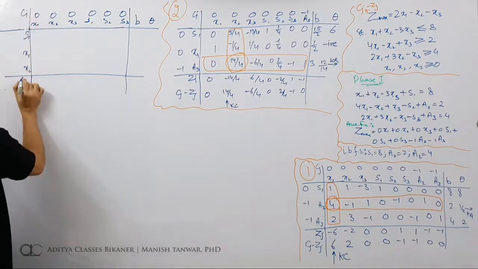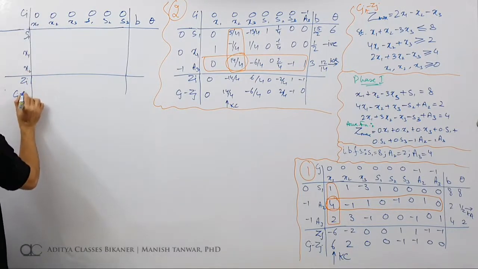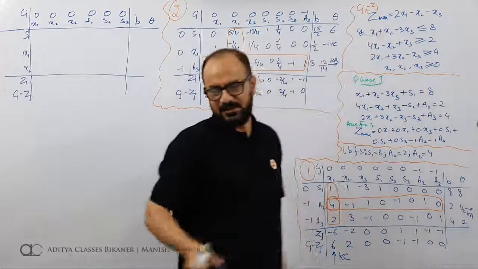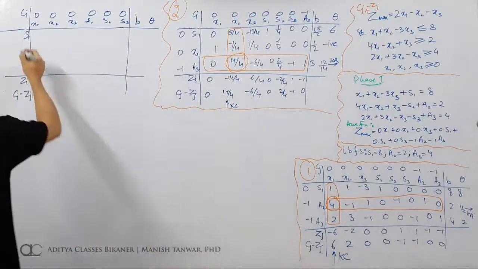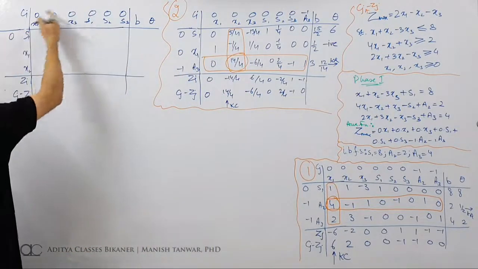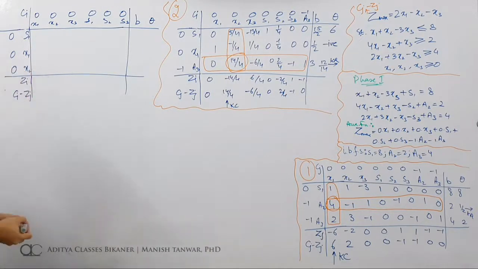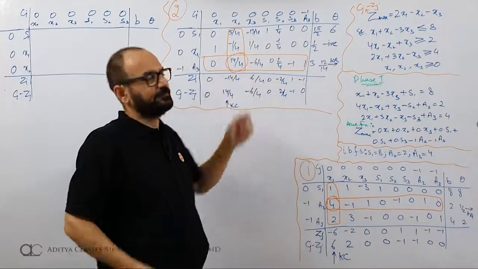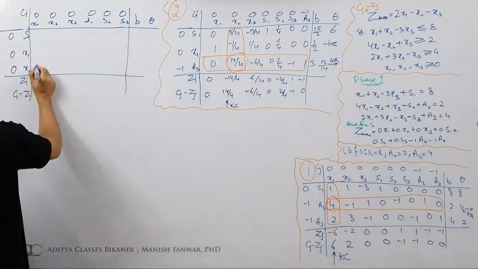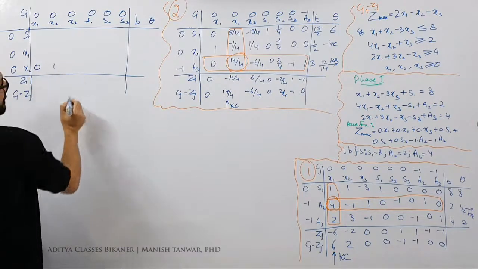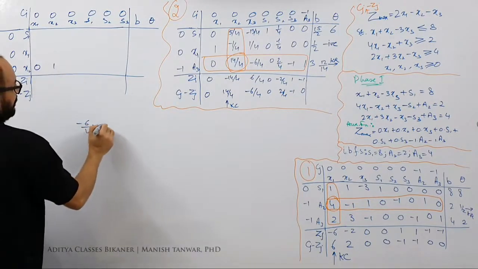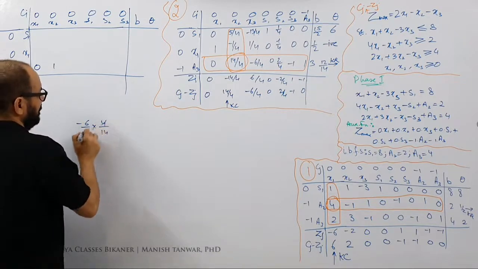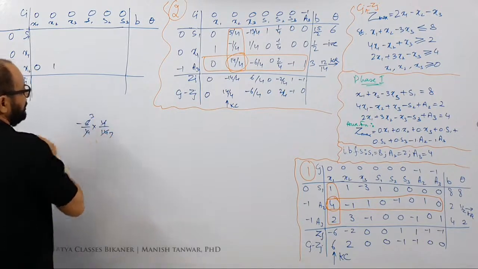We have CJ, ZJ, CJ minus ZJ. Why CJ minus ZJ? Because of this maximization. What are their contributions? S1, 0. Everybody is contributing 0 only. Now, divide the complete key row by 14 by 4. Let us see what we get. 0, this will become a 1, minus 6 by 4 divided by 14 by 4. Divided by 14 by 4 is equal to multiply by 4 by 14. 2 3s are 6, 2 7s are 14, minus 3 by 7.